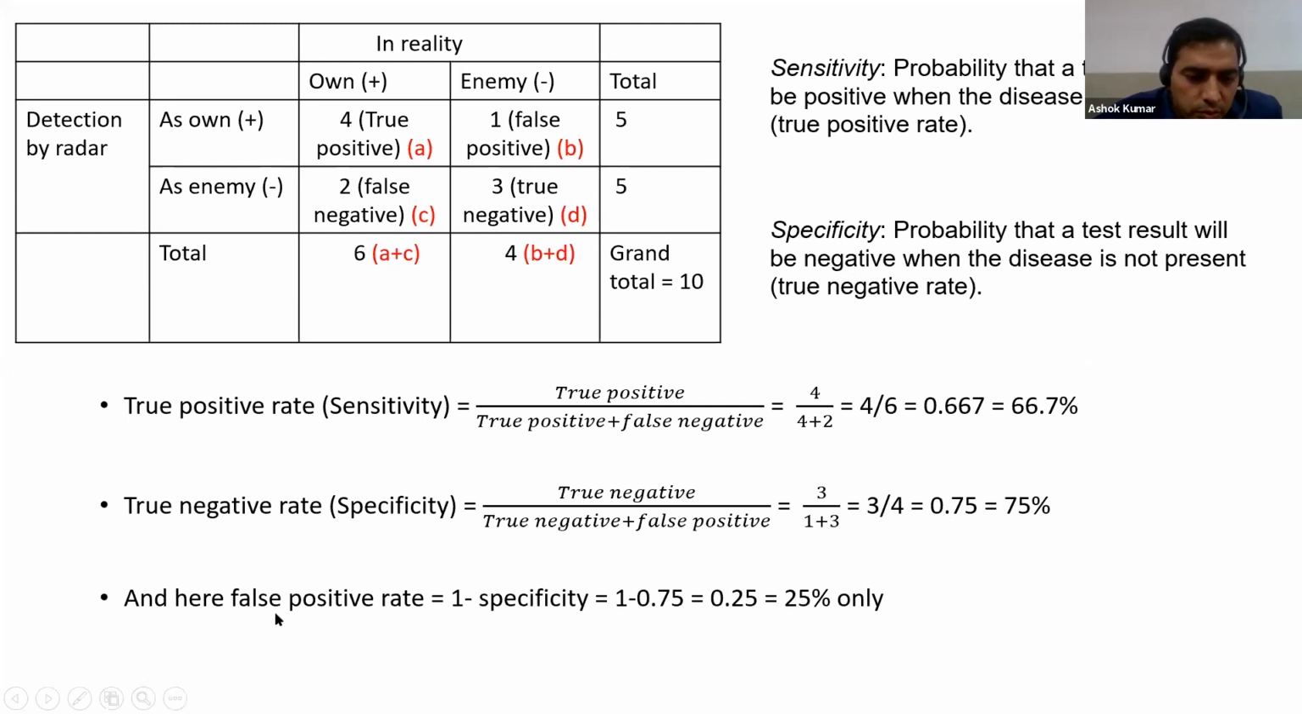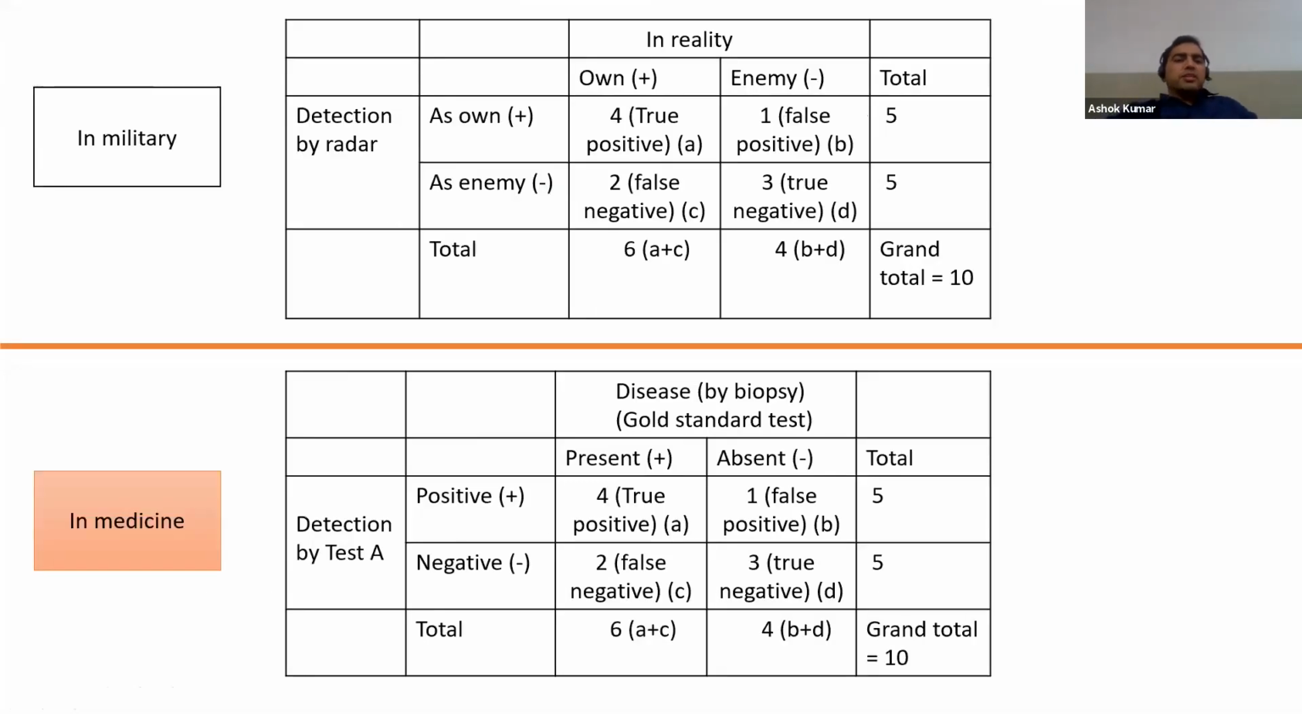So what do you mean by false positive rate? Simple. False positive rate is 1 minus specificity. So specificity is 0.75. 1 minus 0.75, that is only a 25% false positive rate of this radar. These are hypothetical data. So in military or in medicine, we can compare it. Yeah, that's very easy. You can see I just put these cell data in a similar way. This is in reality, or the disease by biopsy, that is the gold standard test.